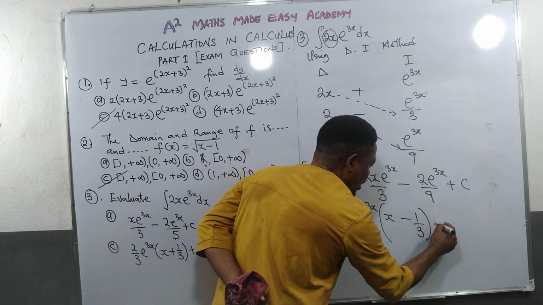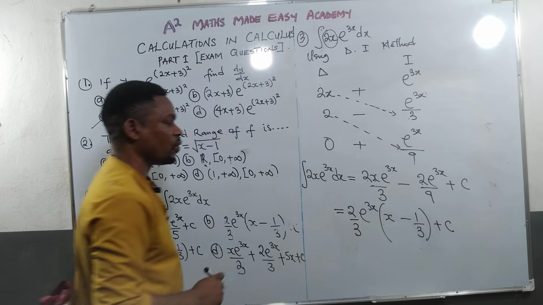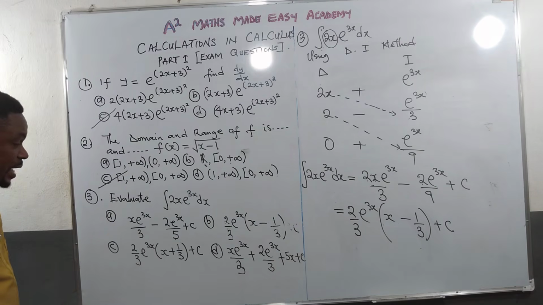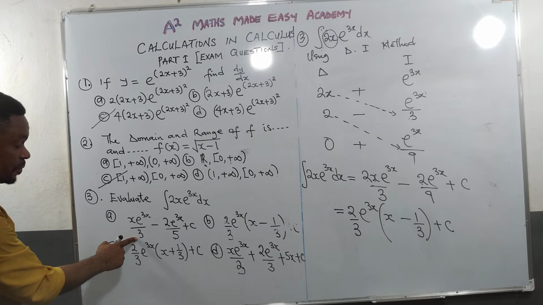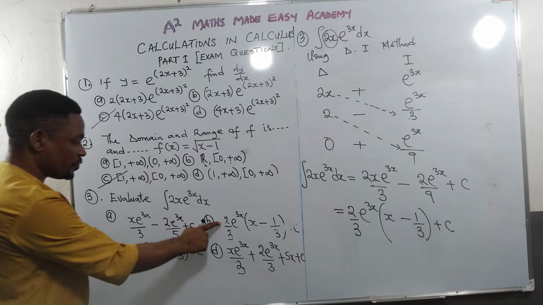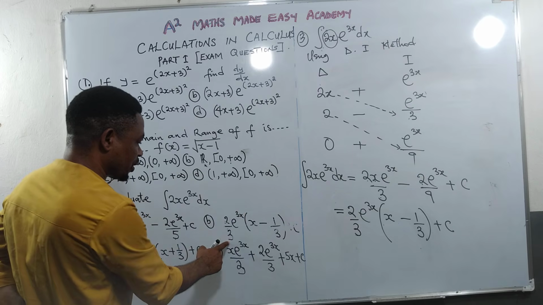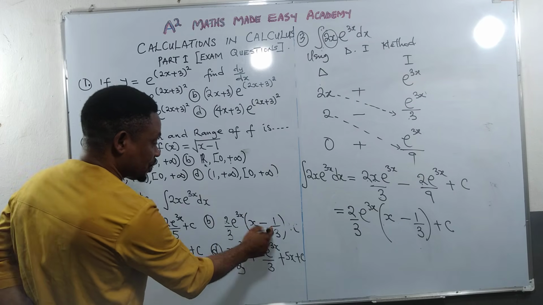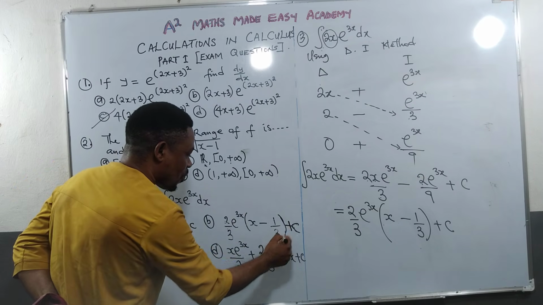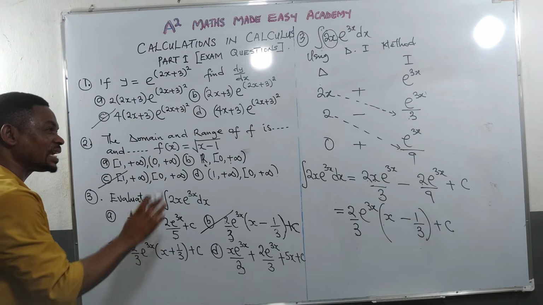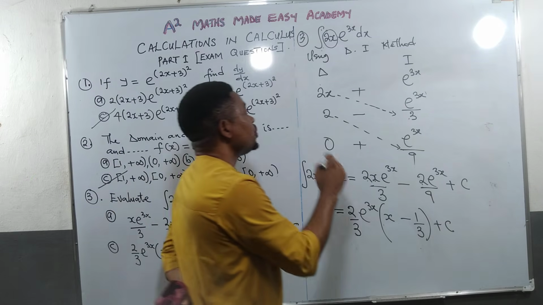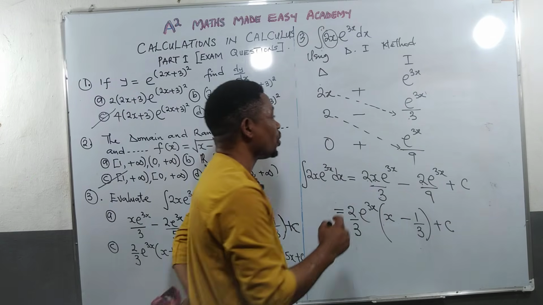Close the bracket. Then plus C. This is the final answer. Now do we have something like that in the options? Let's observe this. Exponential 3x over 3. No. Then let's have this: 2 exponential 3x over 3 bracket x minus 3. Then plus C. Wow, the correct answer here is option B. That is how to solve problems like this using what we call the DI method.